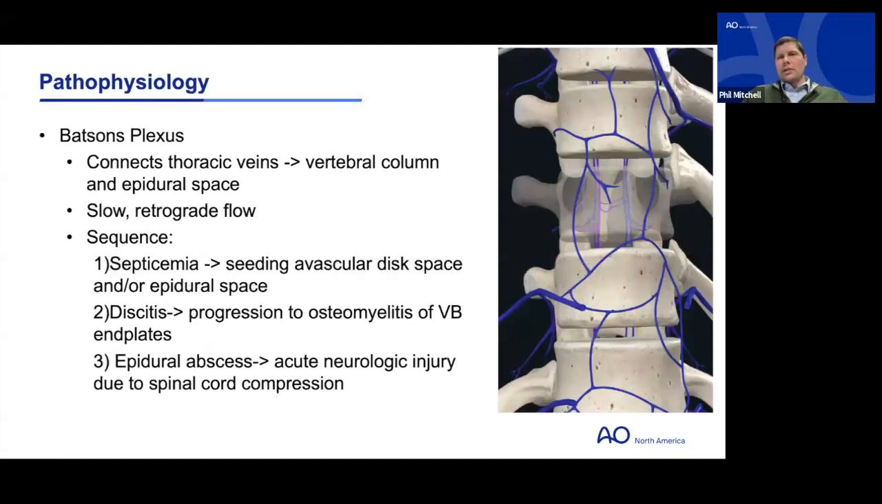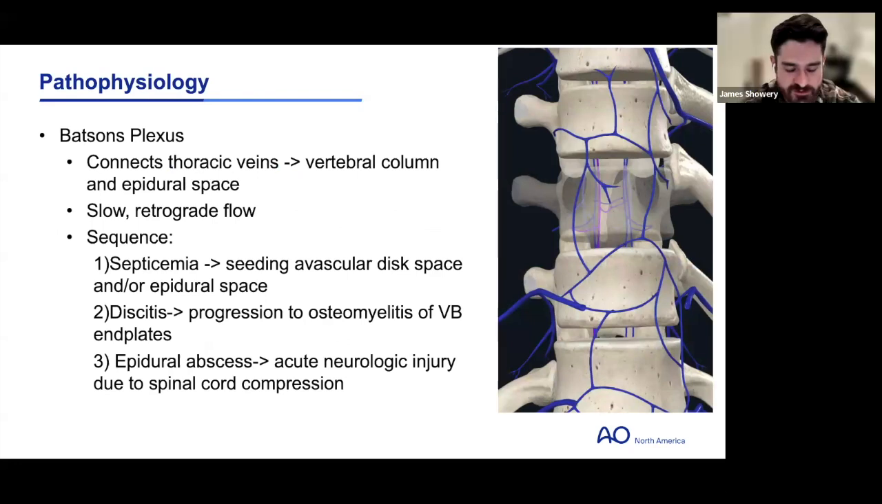So Batson's plexus, if you could sum it up in a few sentences, James, how does this play into spine infection? Yeah, sure. Batson's plexus is implicated in the spread of metastatic disease and of infection. It's a plexus of valveless veins that have slow and often retrograde flow around the spine, and they go into the epidural space, into the vertebral bodies, and feed outflow into the disc space.